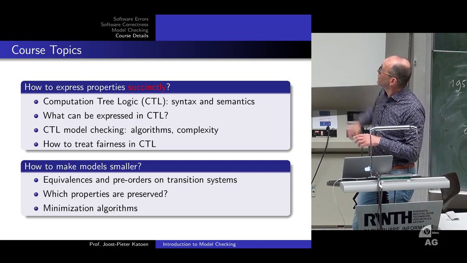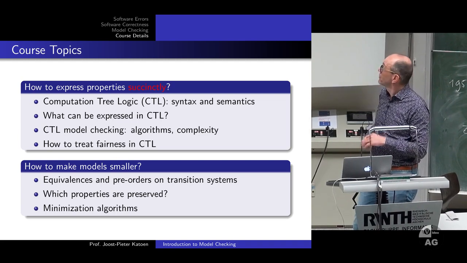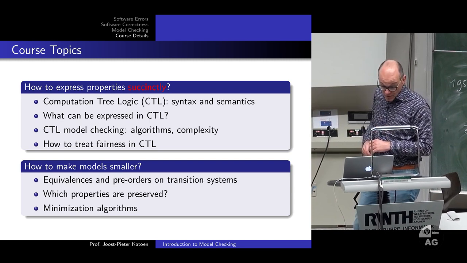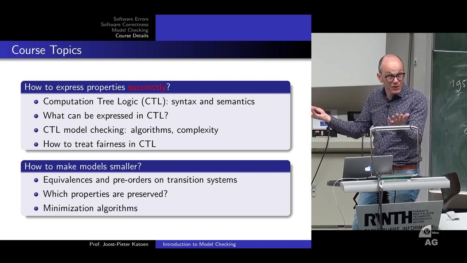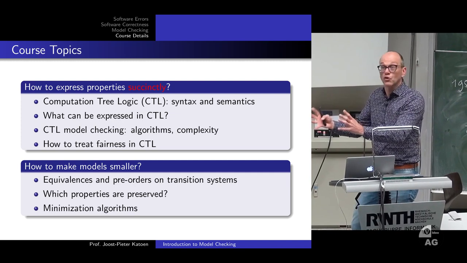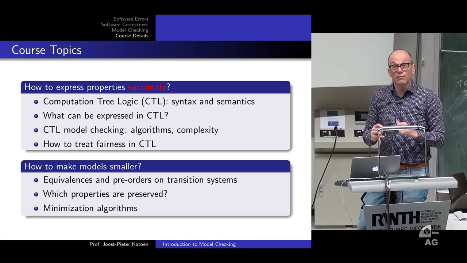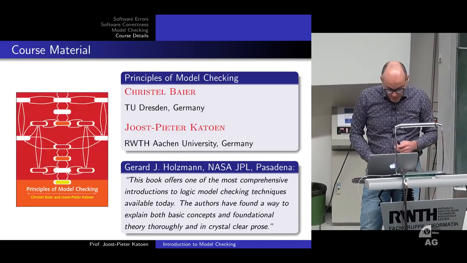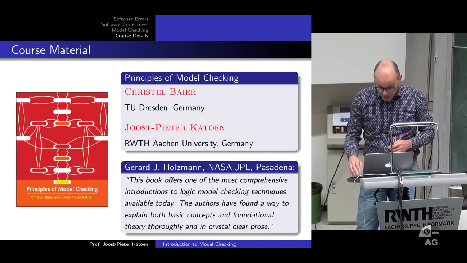Then I'm going to explain a bit how you can make models smaller. That's based on equivalence relations, pre-order relations, bisimulation. Then if you make the model smaller, which properties are still preserved? Such that if you do the model checking on the smaller model, what conclusion can you draw about the original model? And I'm going to explain a bit about minimization. The course material is based on this book.